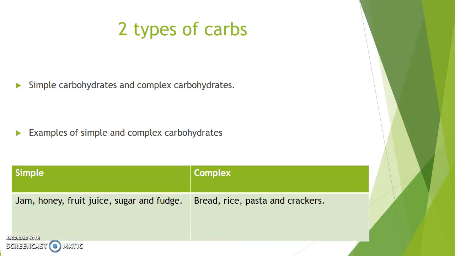So monosaccharide and disaccharide are simple carbohydrates, for example jam, honey, fruit juice, sugar and fudge. And polysaccharide carbohydrates are complex carbs, for example bread, rice, pasta and crackers.